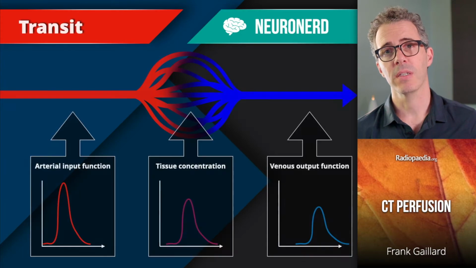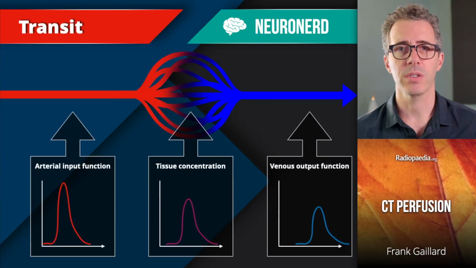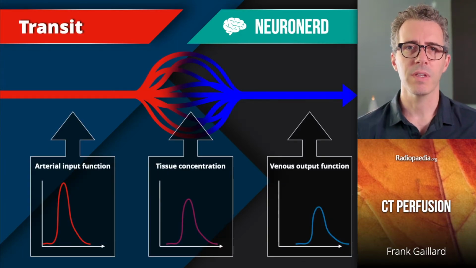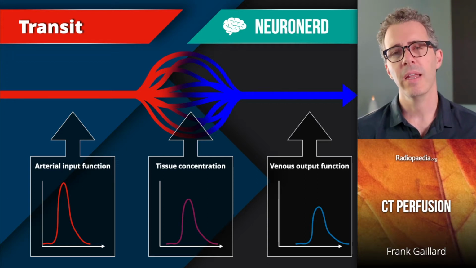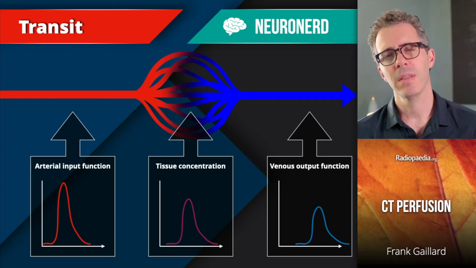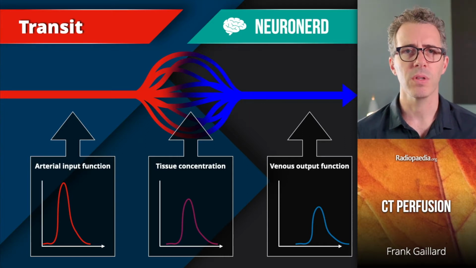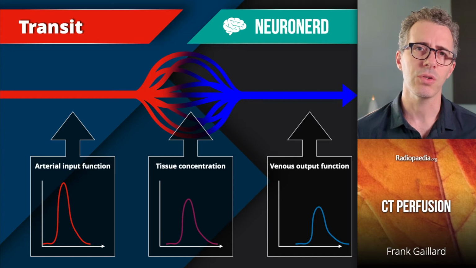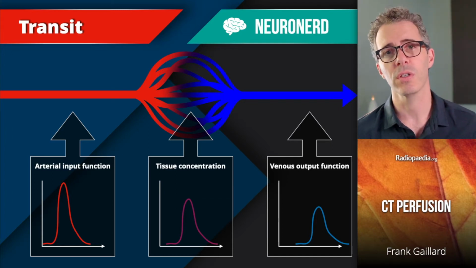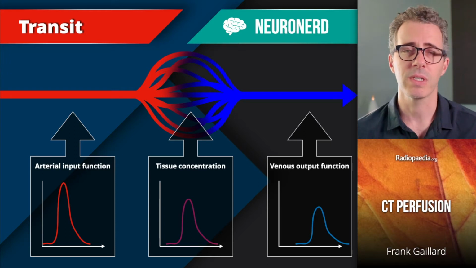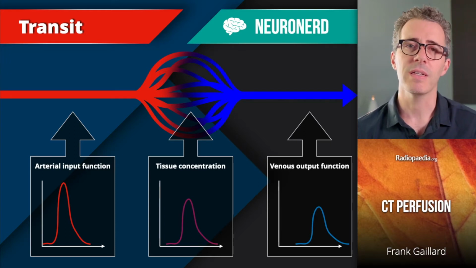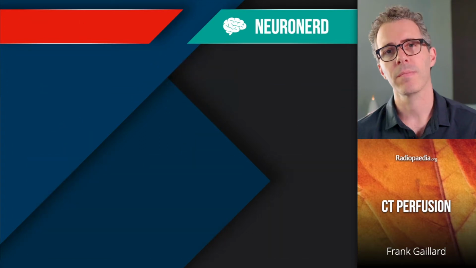A similar process occurs within the brain's microcirculation. The number and size of these small vessels affects the speed at which contrast traverses the capillary bed and how much of it remains within them. This in turn changes the shape of the bolus that we see both within the tissue, which we call the tissue concentration curve, as well as eventually on the venous end, for example the superior sagittal sinus, and we call this the venous output function or VOF.